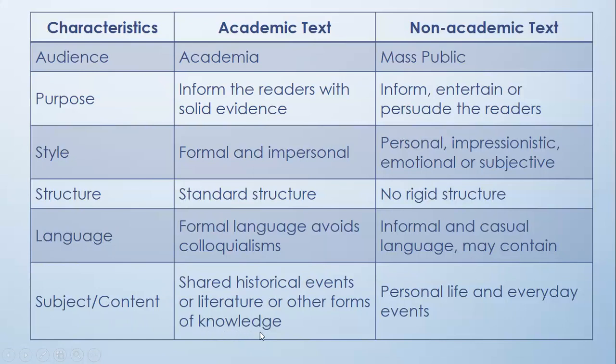Or other forms of knowledge. So, this knowledge provides information to the readers. Whereas in non-academic text, its subject or content is mainly focusing on the personal life of the writer or the everyday events that are either happening in the life of the writer or in his or her surroundings. Okay? So these are the characteristics of academic text and non-academic text.